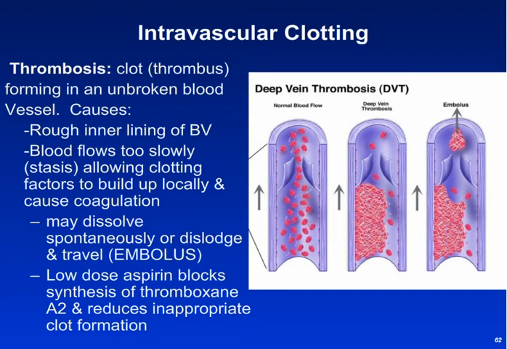So the reason we use these blood thinners that we just talked about is to prevent inappropriate intravascular clotting. Remember, intravascular means within the vessel. And so what we're trying to prevent here is something called thrombosis, which is a clot forming in an unbroken blood vessel. And so why does it form?